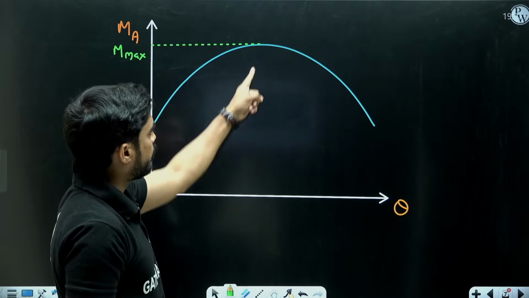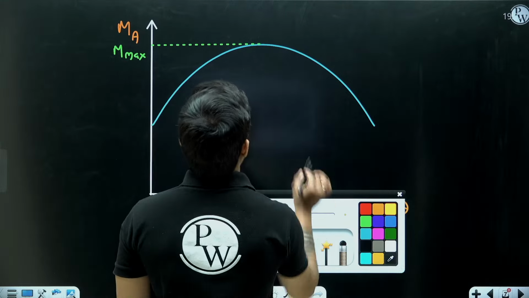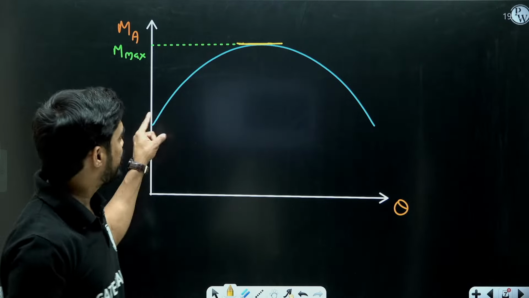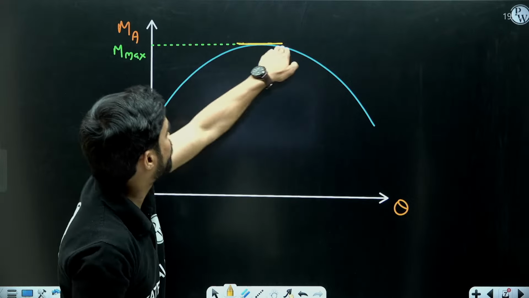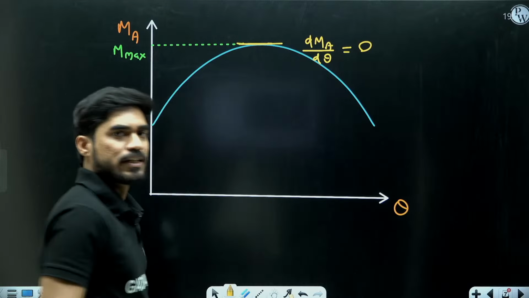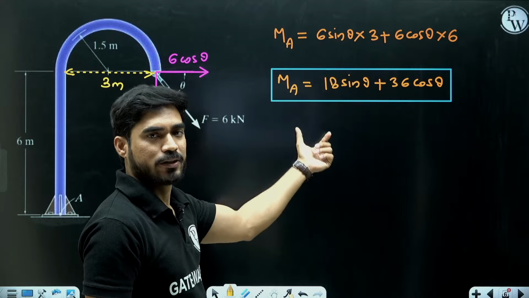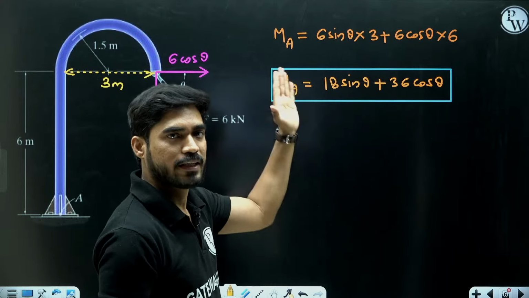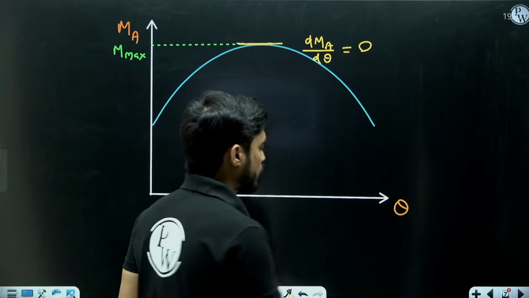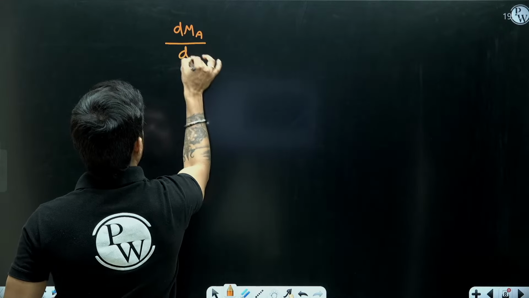So at this point, what will be the value of the angle theta? How are we going to find that? You can see that the slope at this point is equal to 0. Wherever the moment becomes maximum, the slope at that point will be 0, meaning dM by d theta will be 0. So all you need to do is differentiate this with respect to theta, get the slope, and equate it with 0. So dMA by d theta equals 0.